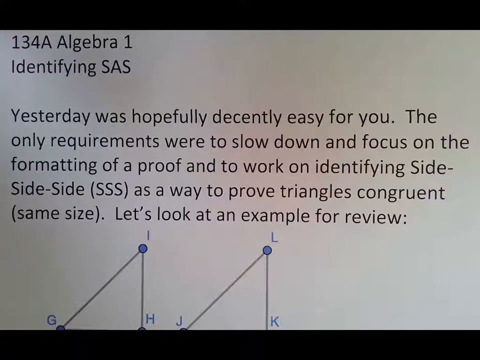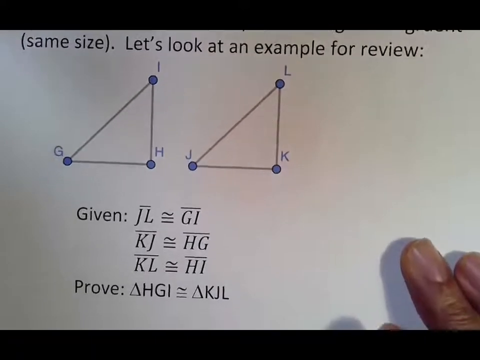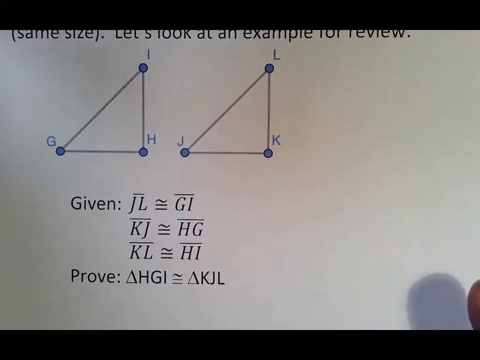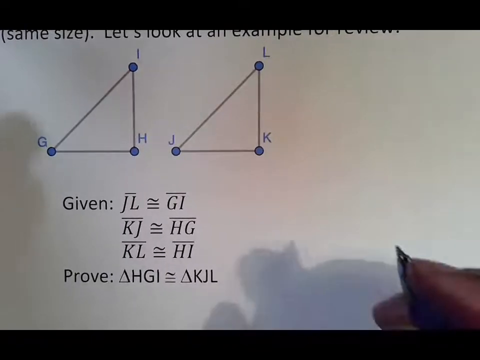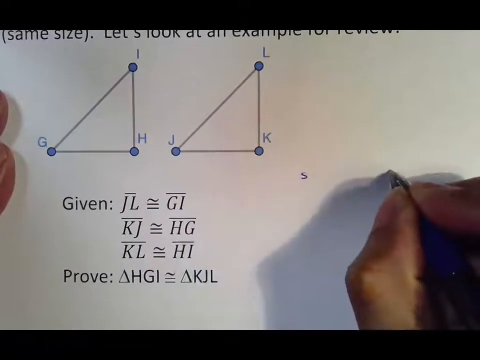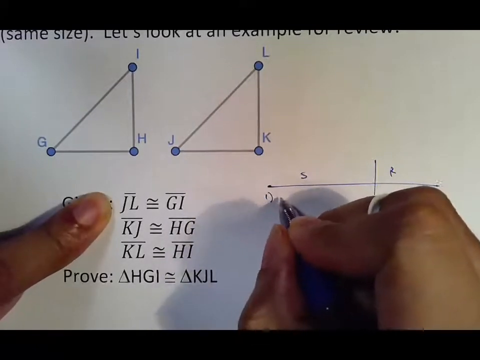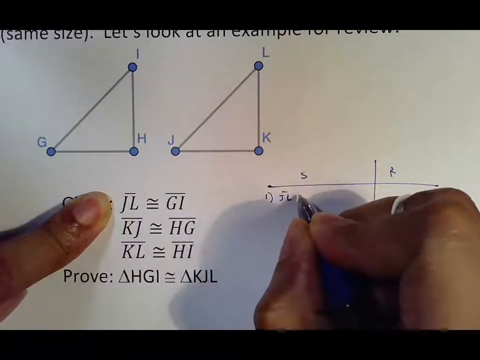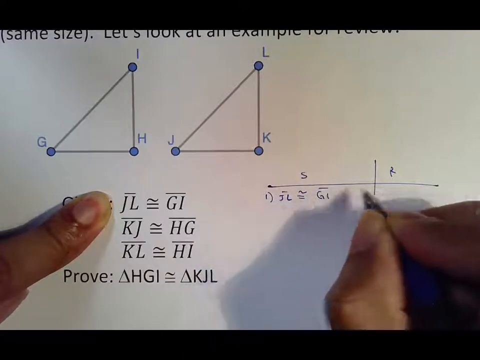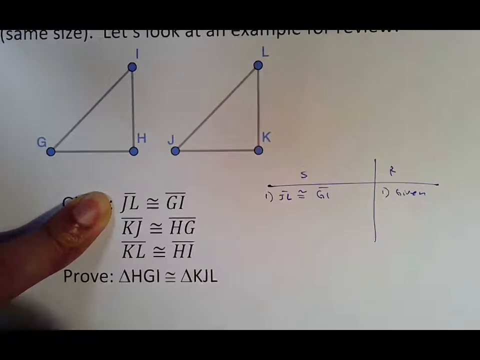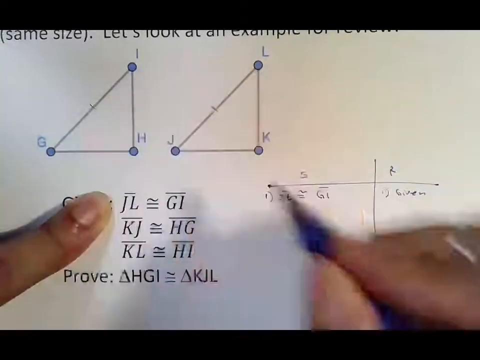So what we did was we looked at this thing. I don't think this is on the back side of your sheet yet, but just following along. And I'll put this area here where we can see it, but we had statements and reasons. And the first thing we learned to do was to write our givens. So JL is congruent to GI. The reason for that is because it was given to us. And so what you want to do is mark those.